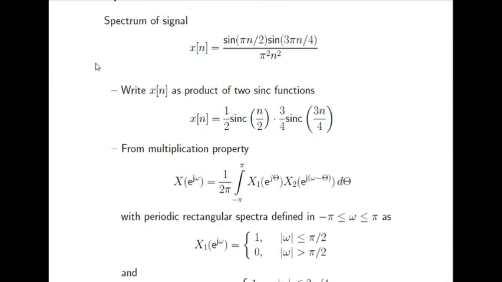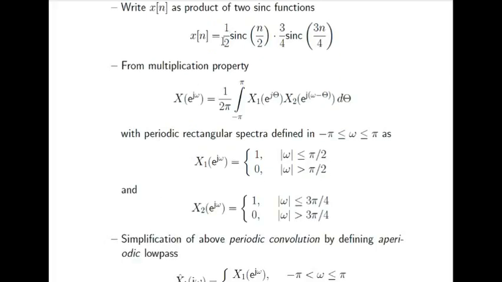Now let's see some examples. The first example is x of n equals sin(pi n by 2) into sin(3 pi n by 4) upon pi square n square. I can write x of n as a product of two sinc functions in this manner. So from the multiplication property, X of e to the power j omega will be the periodic convolution of these two functions. As you all know, the Fourier transform of a sinc function is a rectangular pulse, so for x1 of n and x2 of n, I'll get these two rectangular spectra respectively.